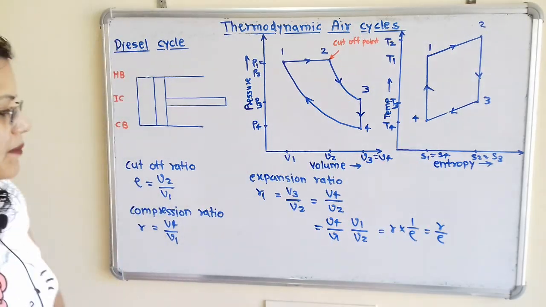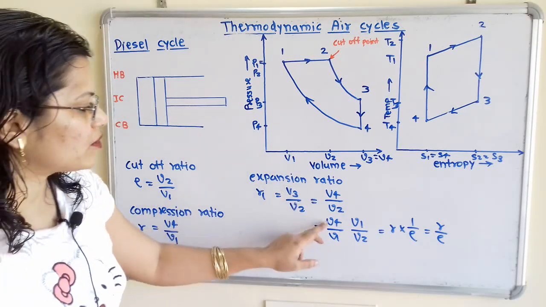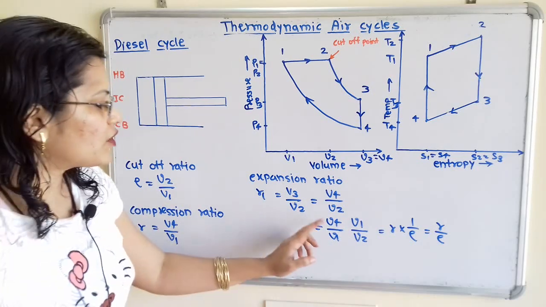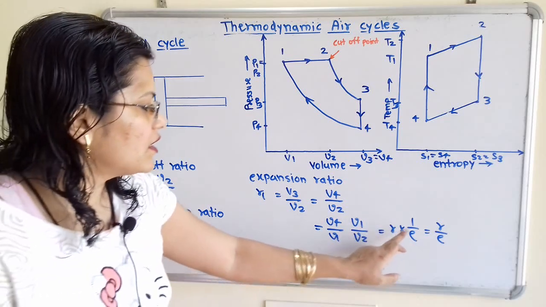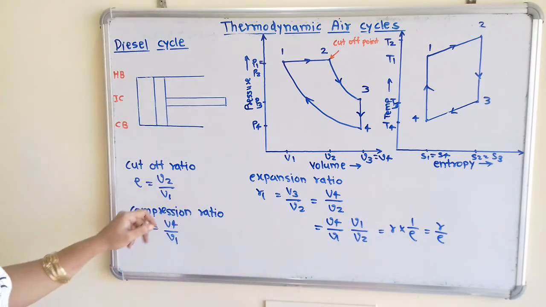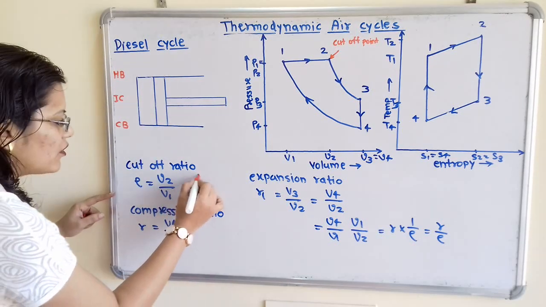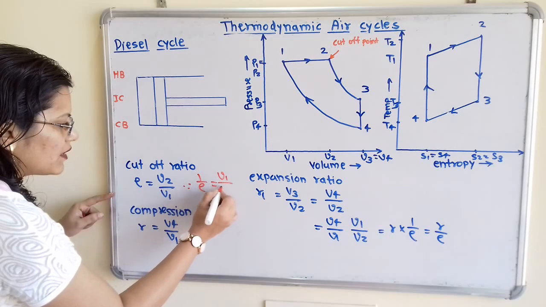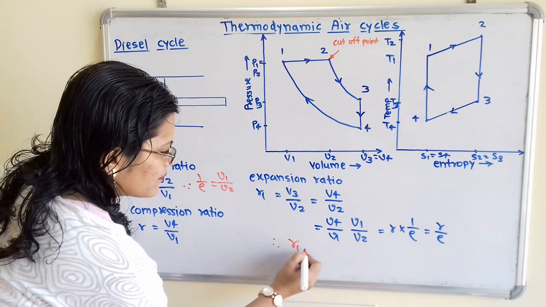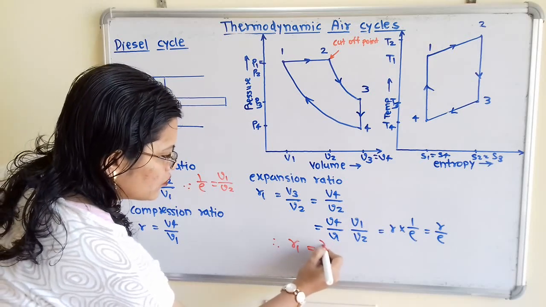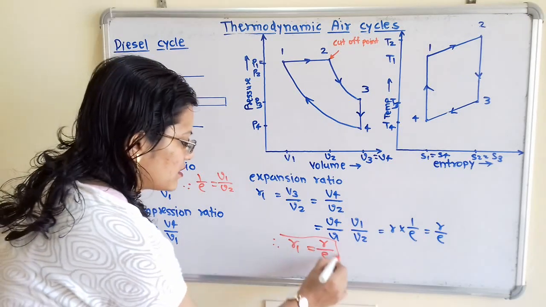Now we will multiply and divide this ratio by V1, that is V4 by V1 into V1 by V2. Now what is this V4 by V1? That is nothing but the compression ratio r. And what is this V1 by V2? V2 by V1 is equal to rho, therefore 1 by rho is equal to V1 by V2. So we write here 1 by rho. So we can say that r1, the expansion ratio, is equal to the compression ratio divided by the cutoff ratio. So this is the relation between these.